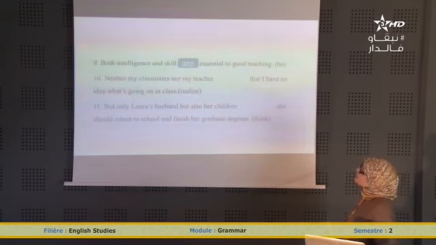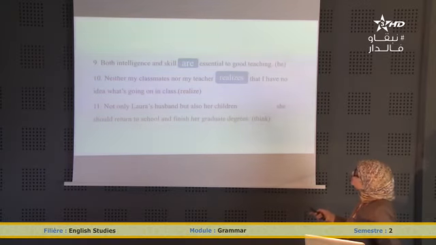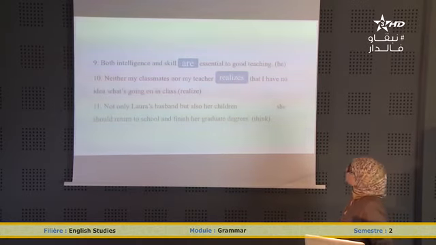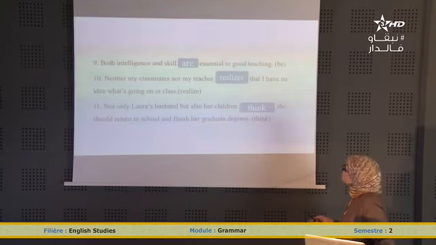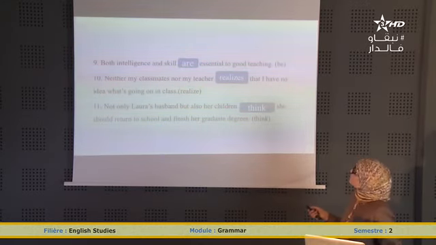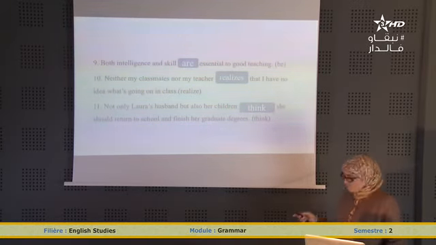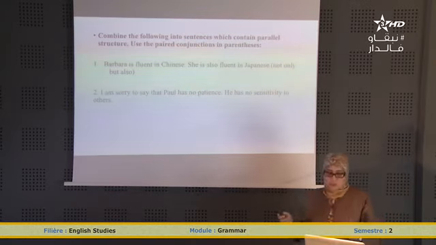Number 10, neither my classmates nor my teacher. Now remember again that the word teacher is singular and it is the closer subject to the verb. Then we will have realizes. For number 11, not only Laura's husband but also her children. Look at what we have here. Children is the subject closest to the verb think. Then we should have think because children is plural, then the verb think is also plural, as we said before. Now let's look at another exercise in which we can apply what we discussed today.